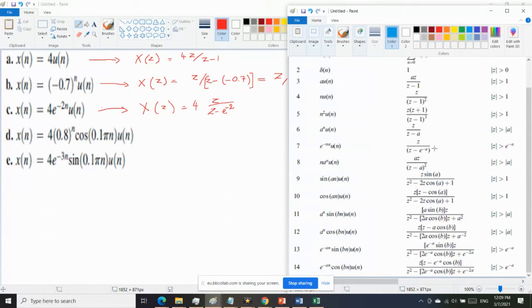What about 4 times 0.8 to the power of n cosine 0.1 pi n? This one has cosine, and it has a to the power of n. A can be 0.8, and with cosine bn, b is 0.1 pi. So we can apply this one, number 12.